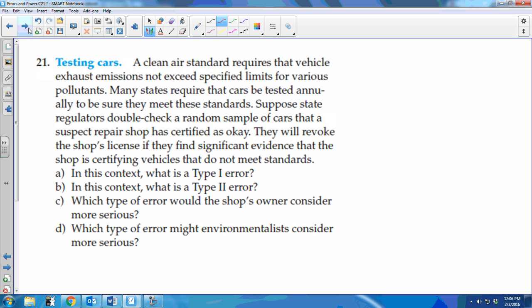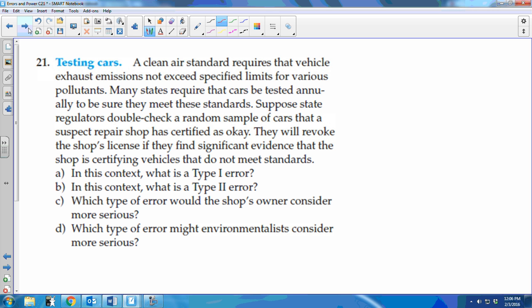In order to write those, you need to have hypotheses. If you're ever talking about errors, you need to write your hypotheses in context, not just in symbols, so you know what you're talking about. In this case, they don't even give you any numbers, so you have no choice. You have to write them in context. You can't write P equals or P is less than.